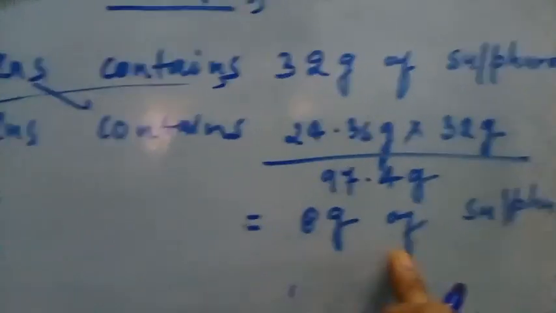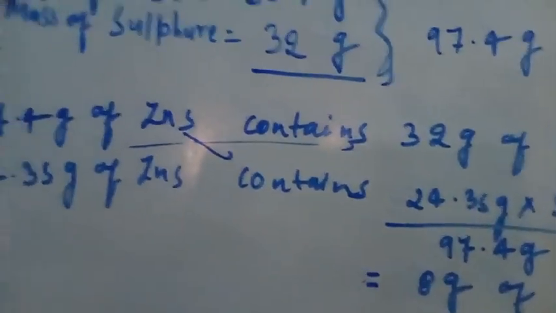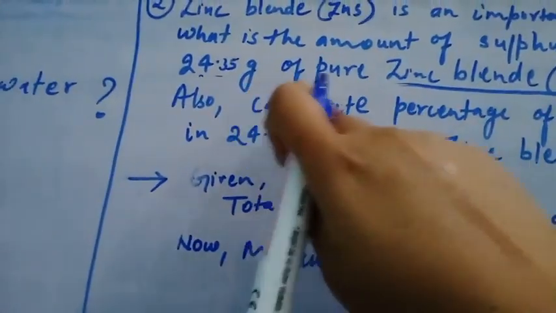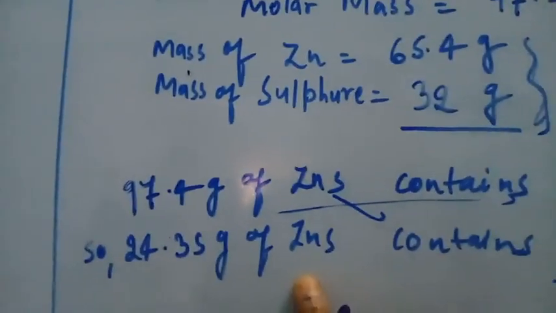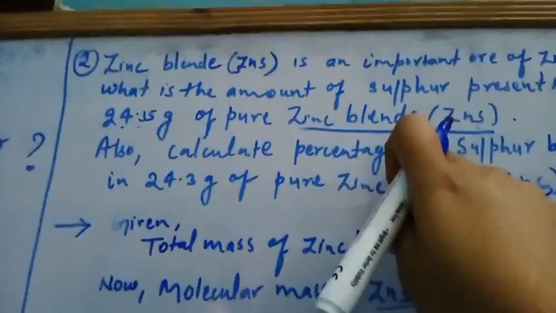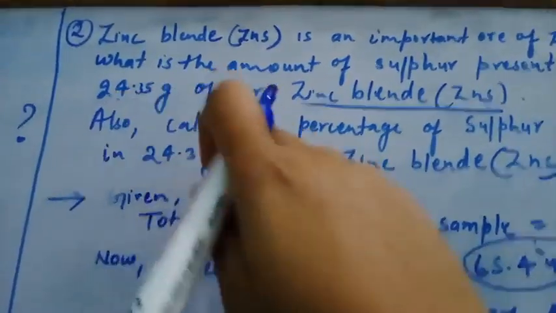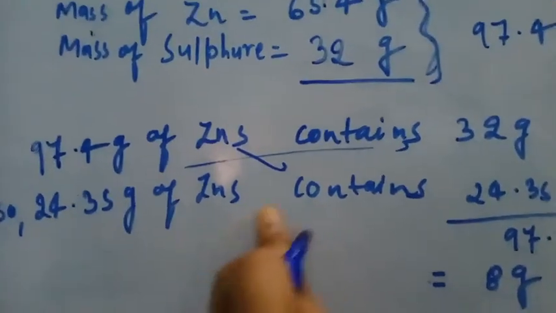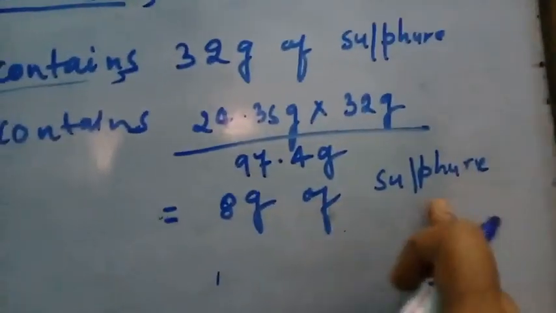So one answer we have got. The amount of sulfur, how much? It is 8 gram of sulfur present in 24.35 gram of zinc sulfide, zinc blende. It is asking only the amount of sulfur present. So we have got that 24.35 gram of zinc sulfide, zinc blende contains 8 gram of sulfur.